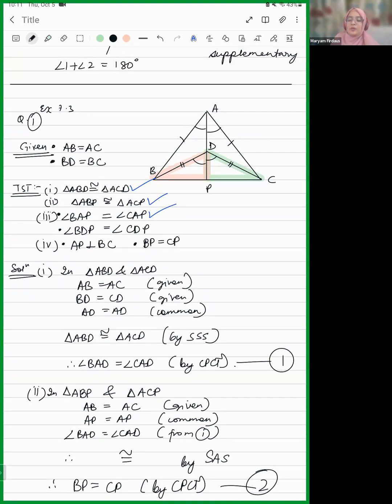AP is perpendicular to BC. Ma'am, we know that CP is equal to BP. Then AP is common.